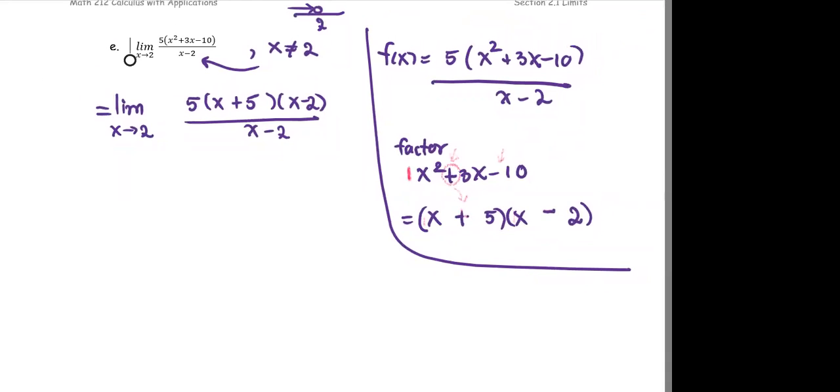common factor. The common factor is x minus 2. So you reduce them, and then we get the limit as x approaches 2, the numerator becomes 5 times x plus 5. The denominator is already reduced, so technically it's divided by 1. If it's divided by 1, it's exactly the same as the numerator expression. At this point, you come up with the polynomial form of the expression.